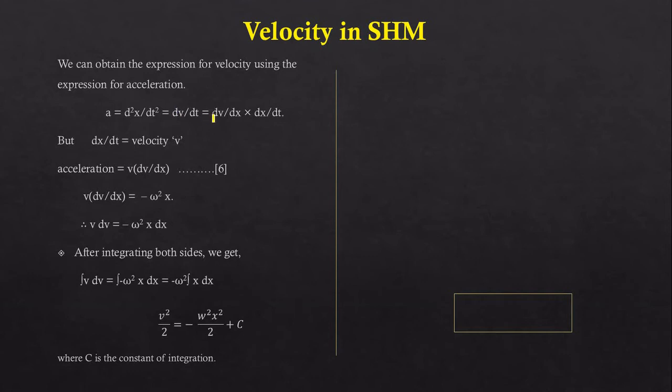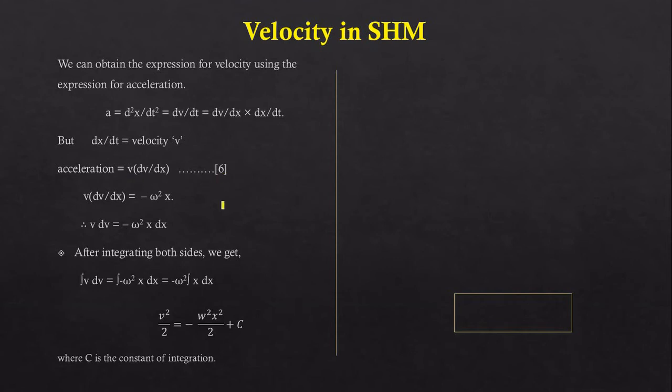And again, if we differentiate with respect to the displacement, then we can write dv by dx into dx by dt. So what is the value of dx by dt? It is our v. So dx by dt is equal to v. Putting this value into this equation, we get acceleration a is equal to v dv by dx. Now give this the equation number 6.